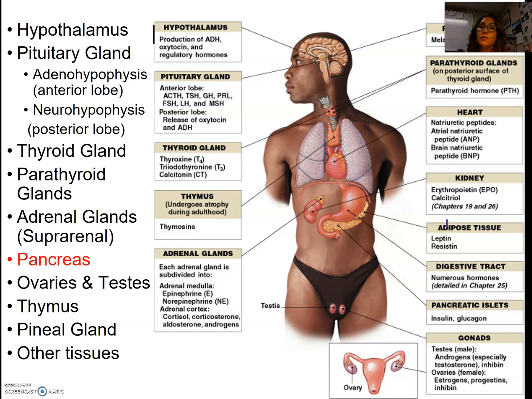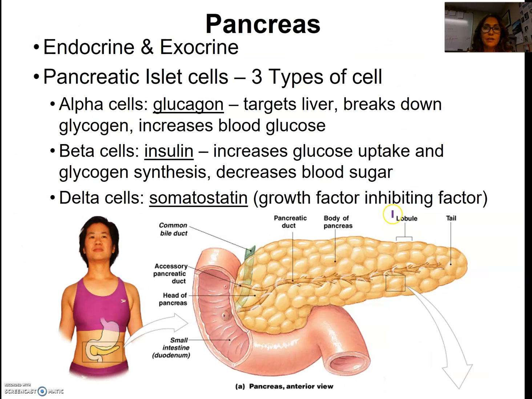Okay, now, video 3, moving on to the pancreas. So the pancreas is both endocrine and exocrine. So what's the difference? Endocrine means that you're keeping it internal, an internal signaling. Exocrine is secreting into an area, and in this case, exocrine secretions are going to be going out into the duodenum of the small intestine.